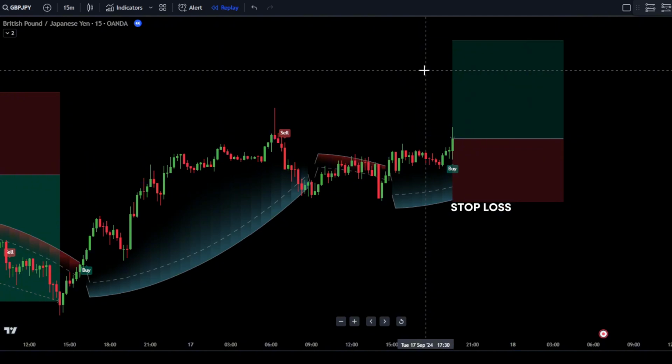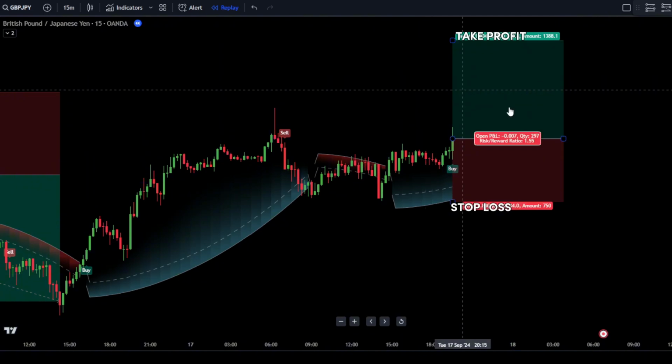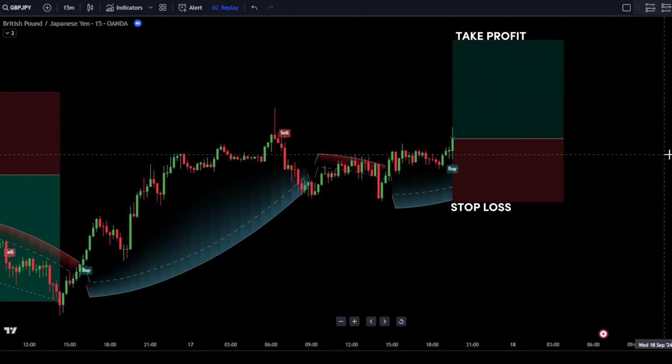Place the stop loss at the most recent swing low. Set the take profit target using a risk-to-reward ratio of 1 to 1.5.